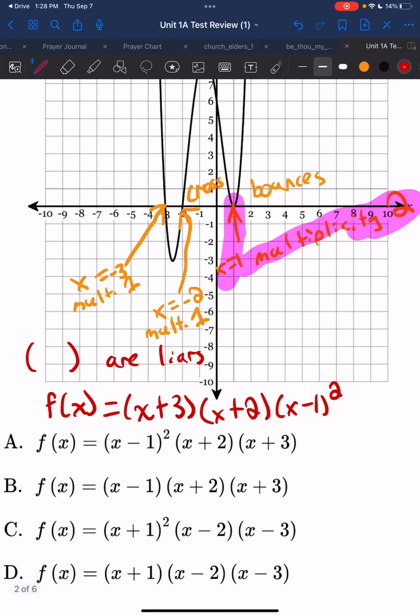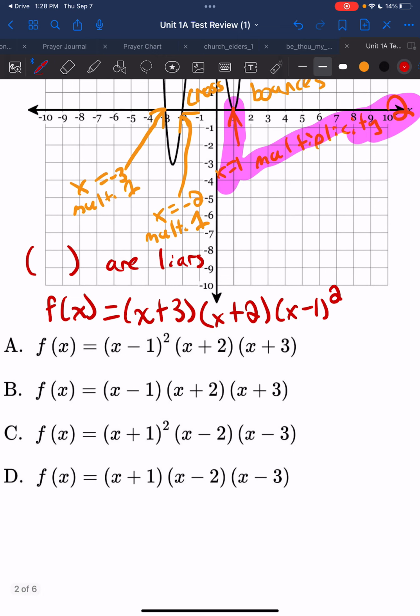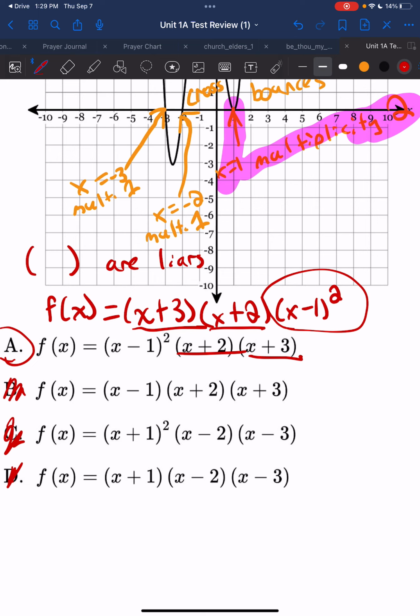So I'm looking for whatever has x -1 squared, so that eliminates this and this. There's no squared, and it's x -1 squared. So it's probably this one and not this one, but let's check the rest. +3 and +3, +2, +2. Boom. So the answer is A.